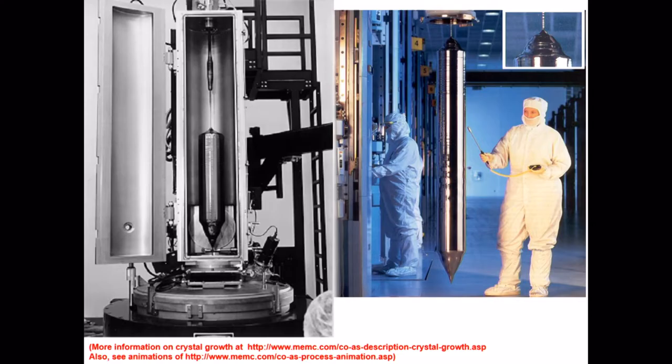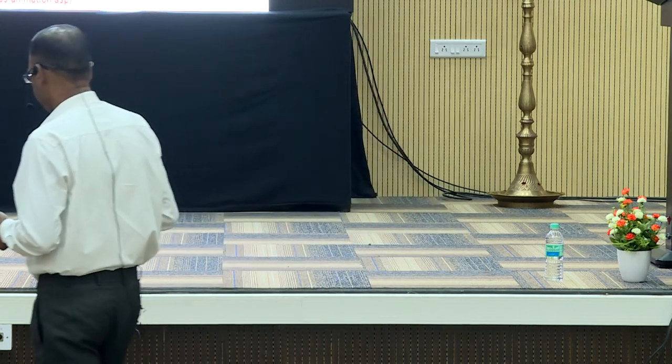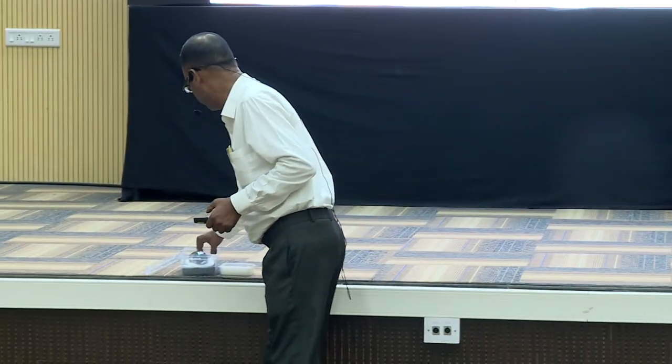This silicon, right, when it is cut, polished, and made into wafers, finds all sorts of electronic applications. Whatever applications you find, silicon will be part of it, right? So this is one of the wafers which we are able to make.